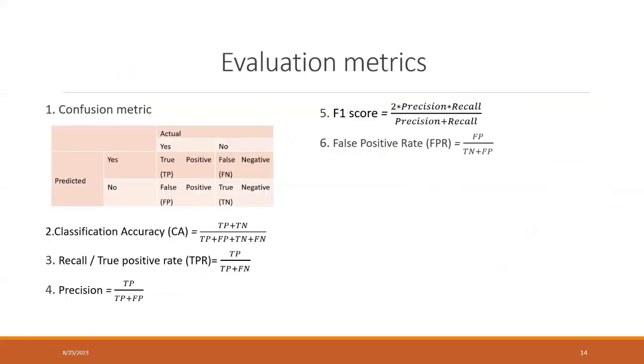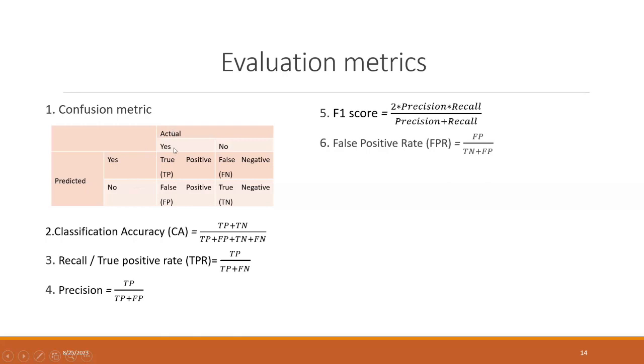Now I have told you about 3 classification algorithms. Now how do we evaluate those classification algorithms? The best way of evaluating classification algorithms, the first metric, is the confusion matrix. What does the confusion matrix tell you? It compares the actual value of the sample with the predicted value. Suppose we have 2 values: actual value is yes, actual value is no, and the predicted value is yes and predicted value is no.